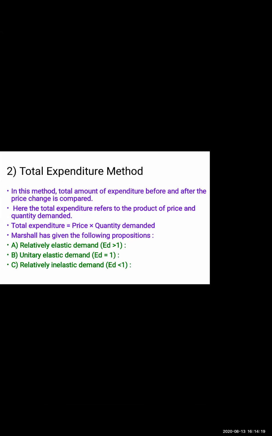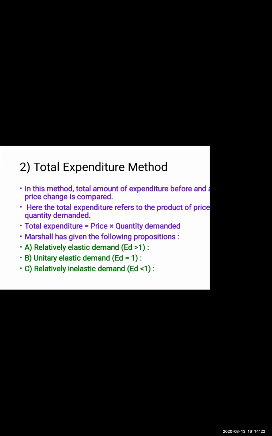Total expenditure method. In this method, we calculate expenditure: how much was spent at the original price, and what the expenditure was once the price changed. In this, we have only three types, and after seeing the answer, we can place it in three types of price elasticity of demand. First is relatively elastic, second is unitary elastic, third is relatively inelastic.